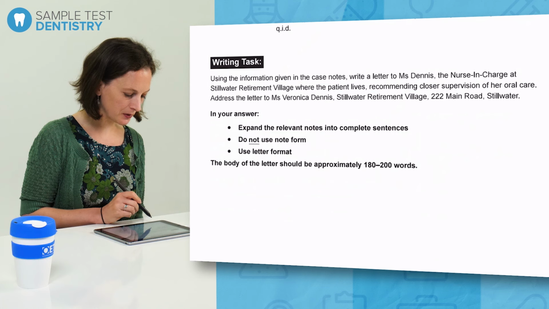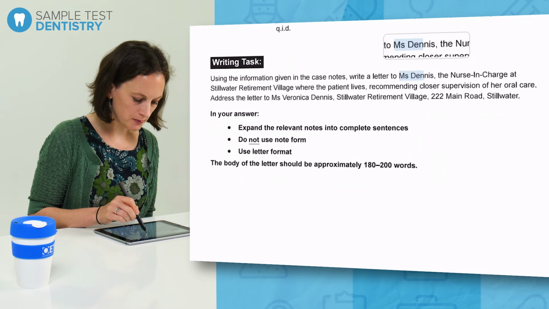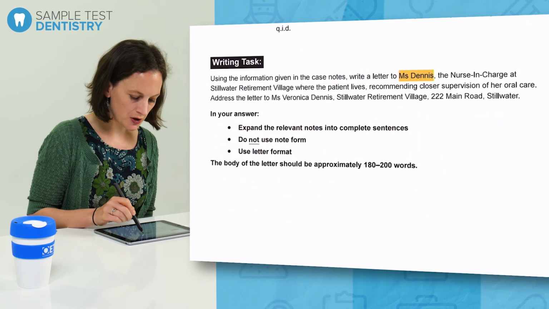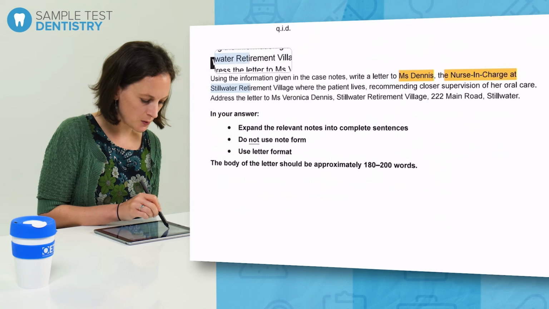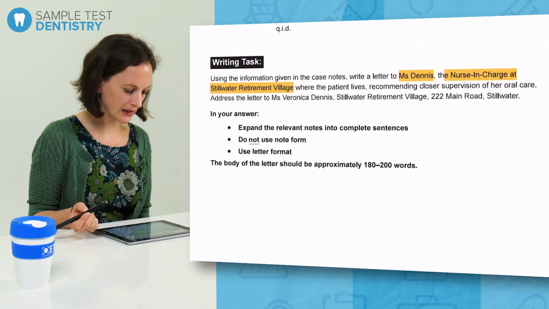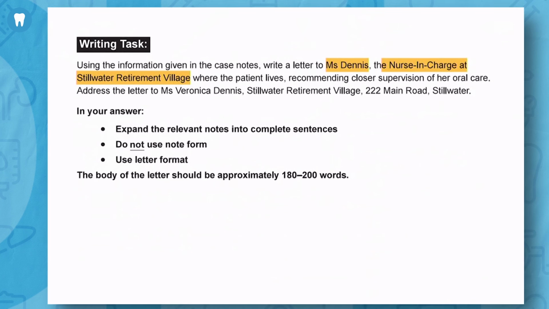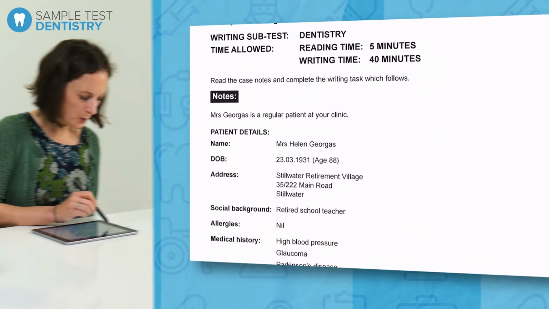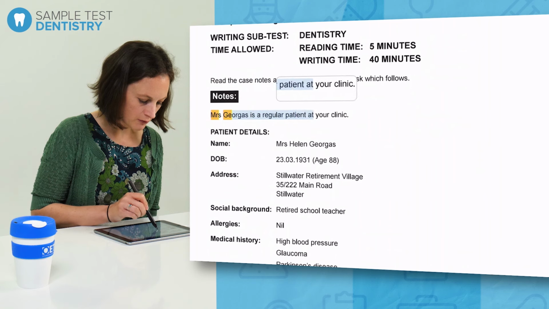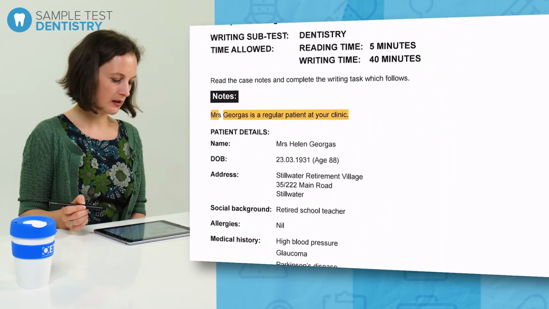So in this example, we can see that we're writing to Ms. Dennis, who is the nurse in charge at the Stillwater Retirement Village where the patient lives. Secondly, what are you writing to her about? So here we can see that you are recommending closer supervision of her oral care. Back at the start of the case notes, you will find the 3rd piece of information. So we can see that Mrs. Georgias is a regular patient at your clinic.